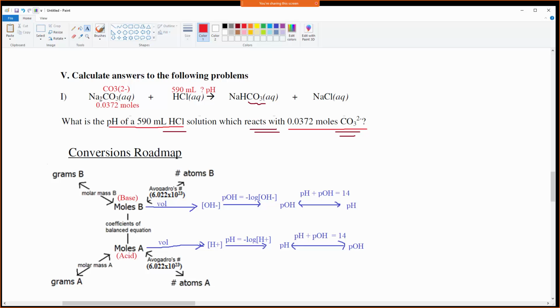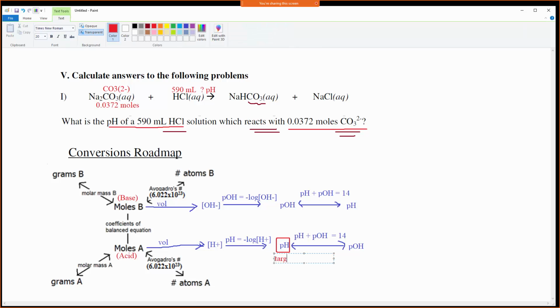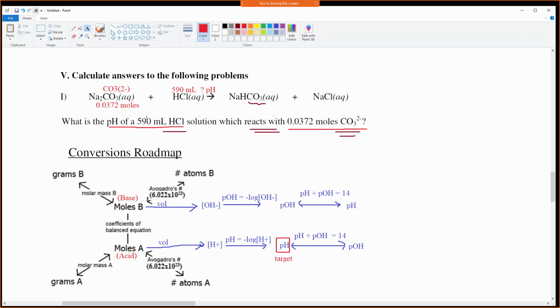Yes, you guys are perfectly right. The sodium carbonate is the base. The HCl is the acid. So they're asking for the pH of the acid. So this is my target right here, the pH of that acid solution. This is where I am going. Target. Okay. And they did give me the volume right here.